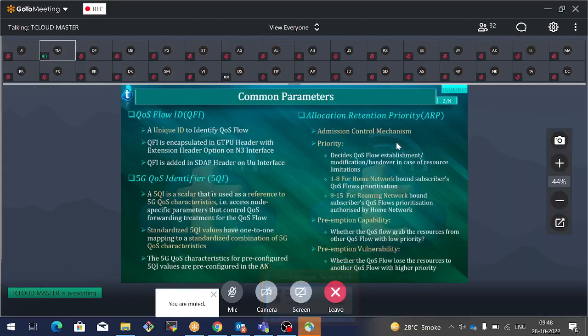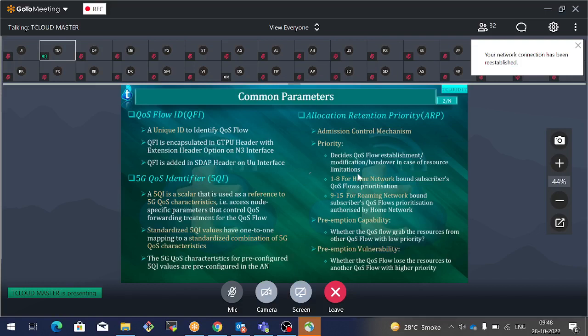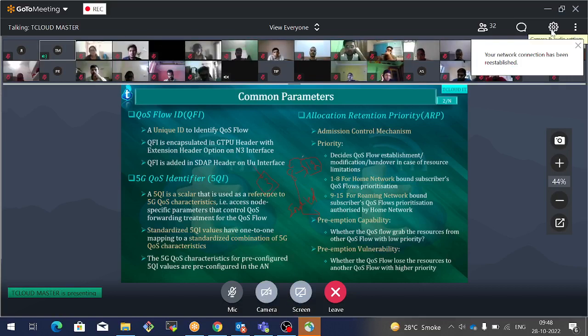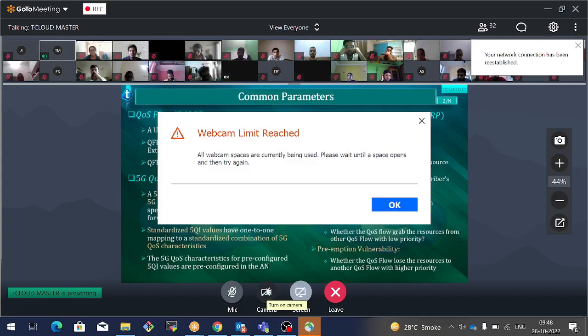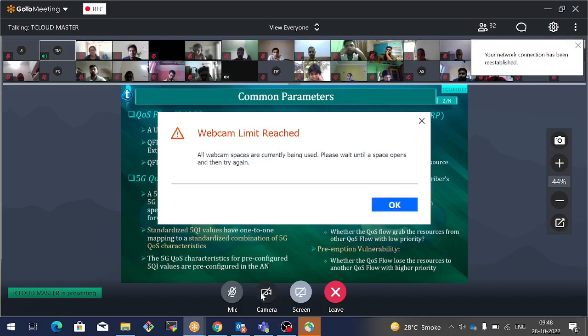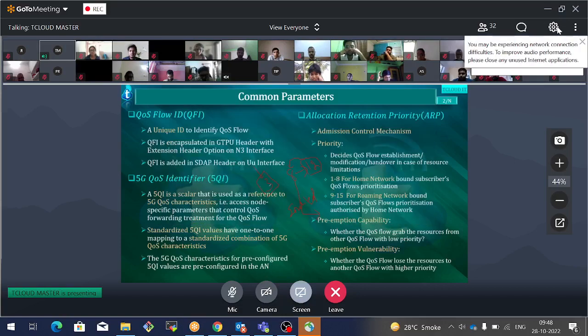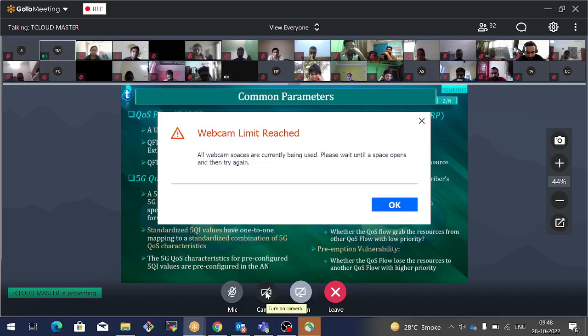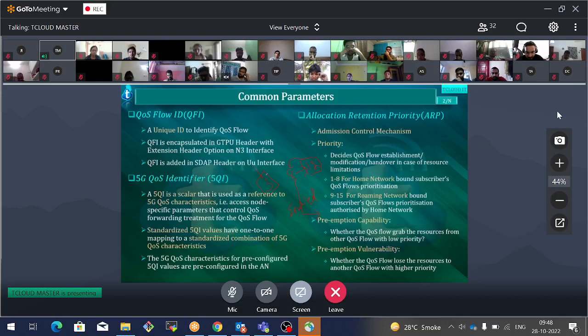Because your priority is higher than the other one that is coming up. Even though you are vulnerable to preemption, in this particular situation you won't be vulnerable. But if there was a flow coming up with priority value 3, and your vulnerability is enabled, then in case the resources are not available, this QoS flow definitely can preempt you, can throw you out of the system, and it can occupy your resources.